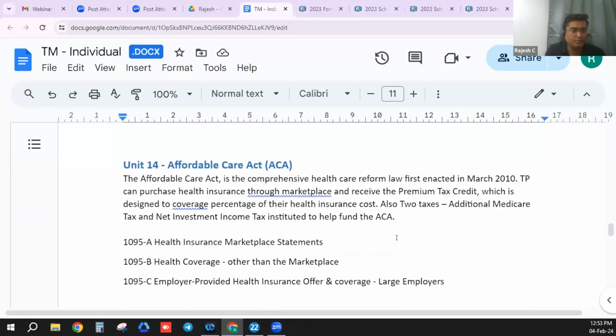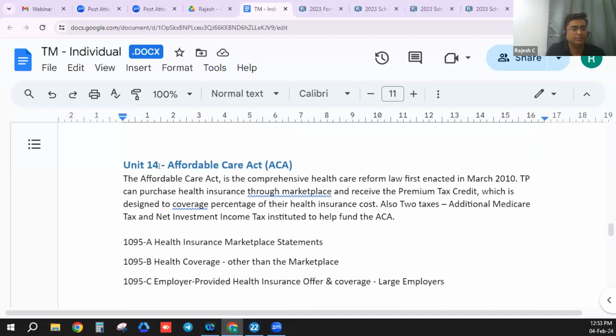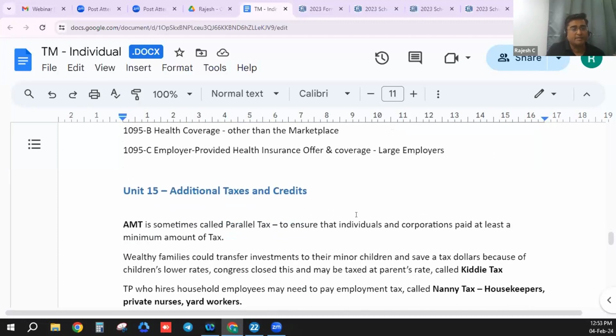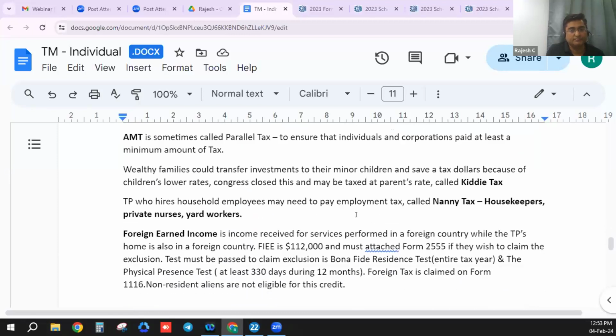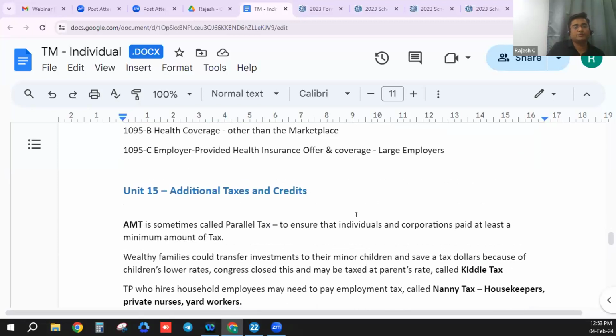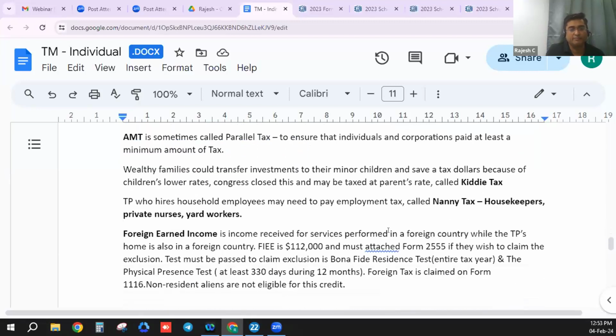There are other credits, such as the health-related ones, like the Affordable Care Act, which you will cover in health insurance. And there are some additional taxes and credits which will be covered in Unit 15, taxes and different taxes. This is too much for the first day, so I will just give an overview at the upper level only: additional taxes and credits, if you have any foreign taxes, kiddie tax, nanny tax.